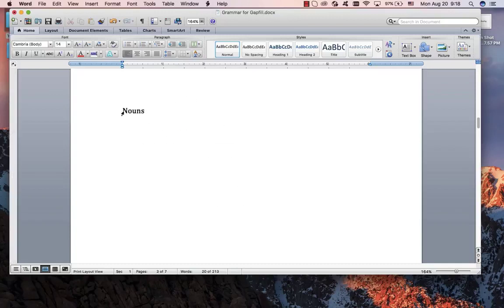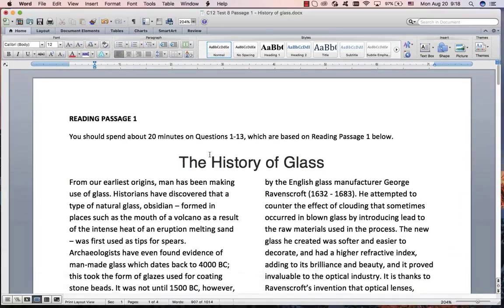So today I'm going to talk about nouns. For these gap-fill exercises, nouns are by far the most common type of word that you will choose as your answer. I would estimate more than 80% of the time. Let me give you a quick example. This is a history of glass.